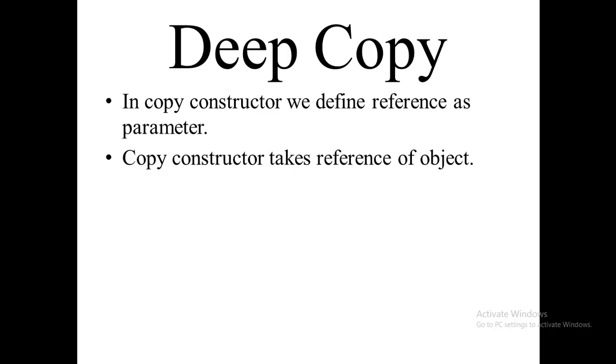So deep copy is, in copy constructor we define reference as parameter. When we create the deep copy, we pass the object reference, not the original value, not the original object, as a parameter to the constructor. We pass the reference. In copy constructor, it takes reference of object, not the original object. Let's see.